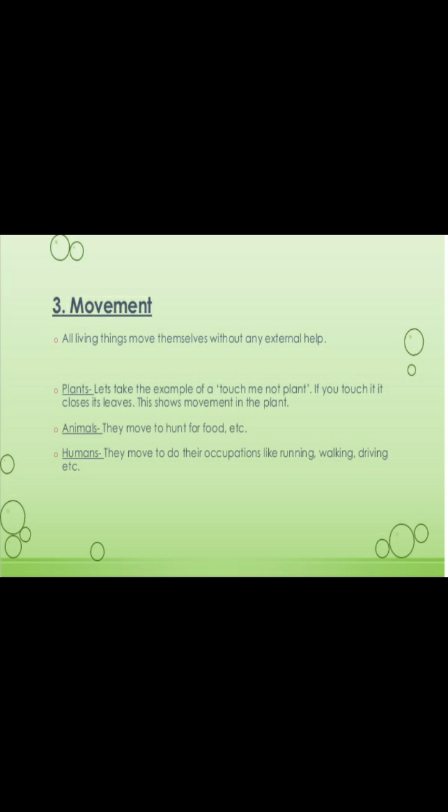Third one is movement. All living things move themselves without any external help. Like plants: let's take the example of a touch-me-not plant. If you touch it, its leaves close. This shows the movement in the plant. Second one is animals. They move to hunt for food. Take predator and prey. Predator means that which is searching for food. Prey means that which will be food for another animal. So, the prey will run on seeing the predator. The predator will chase and run towards the prey. Third one is humans. They move to do their occupations like running, walking, driving, etc.